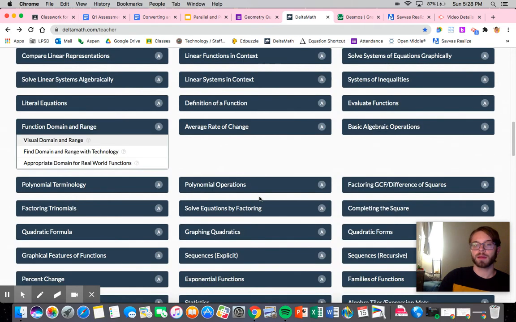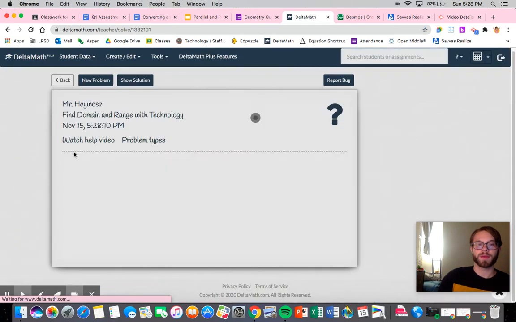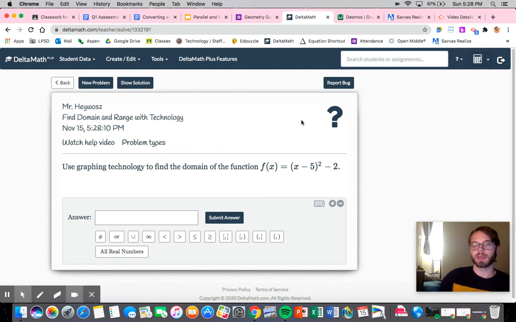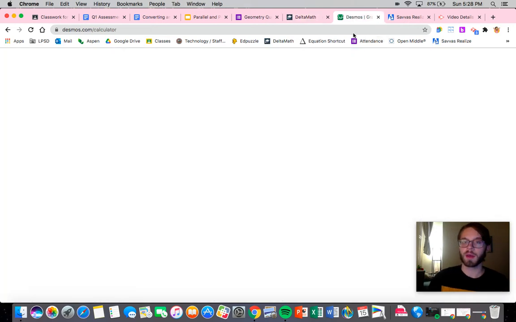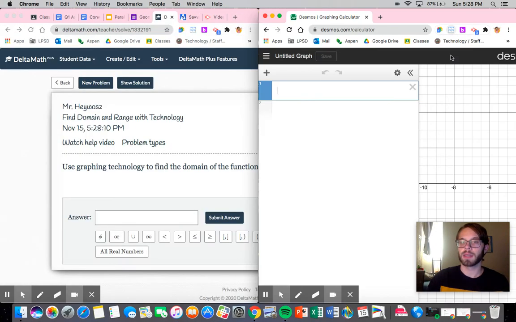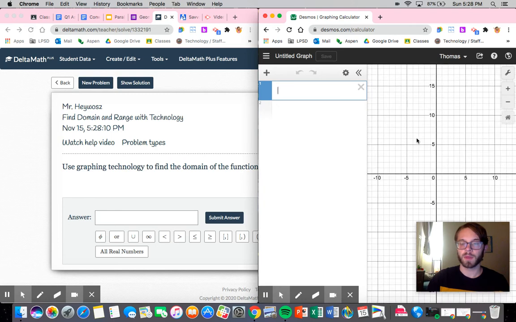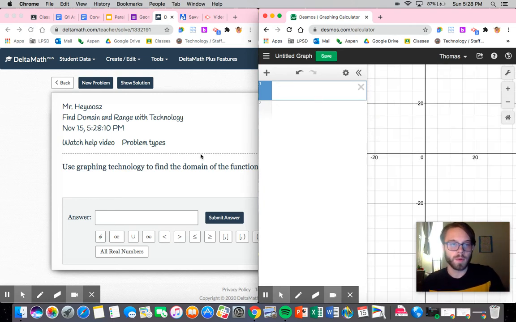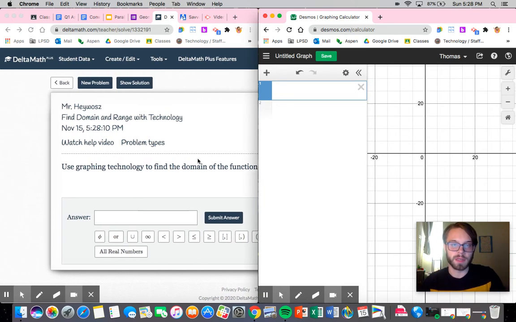Let's go back a little bit and look at domain and range using problems like these. These ones are a little bit more interesting, and I just want to show you when we're looking at Desmos. So if I'm graphing in Desmos, here we go. What are we trying to find? We're trying to find the function.